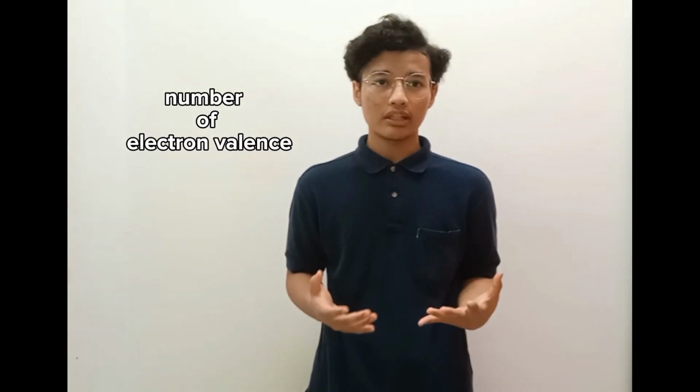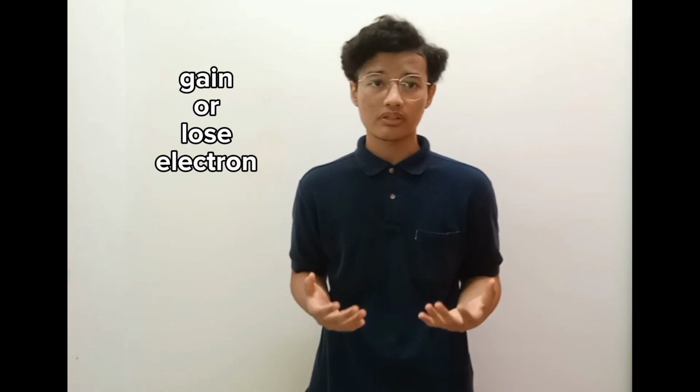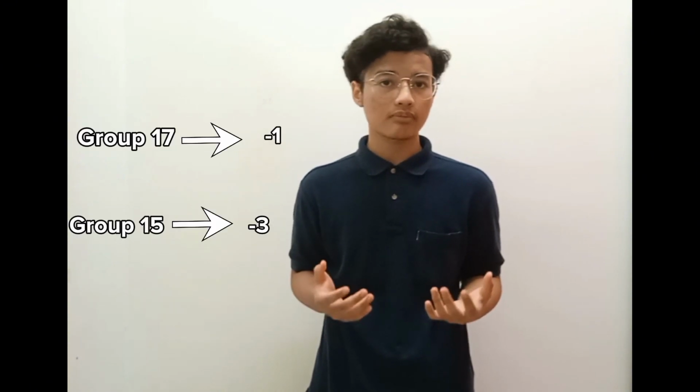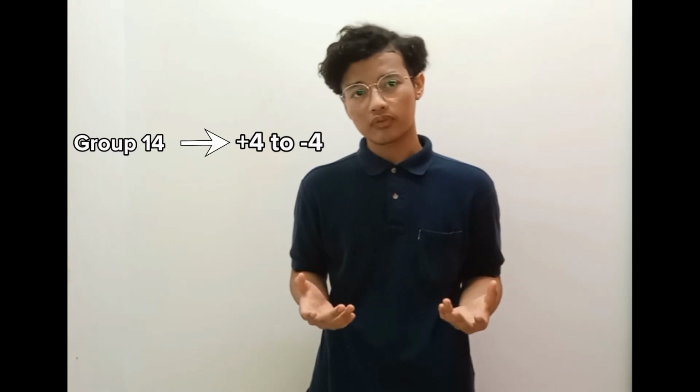The oxidation state for the main group elements can mostly be determined by the element's number of valence electrons. The number of electrons they tend to gain or lose to achieve noble gas configuration is their oxidation state. For example, the oxidation states of metal group 1 and group 2 are +1 and +2 respectively, while non-metal groups like group 17 and 15 have the oxidation states -1 and -3 respectively. Group 14 has the oxidation state of +4 to -4.